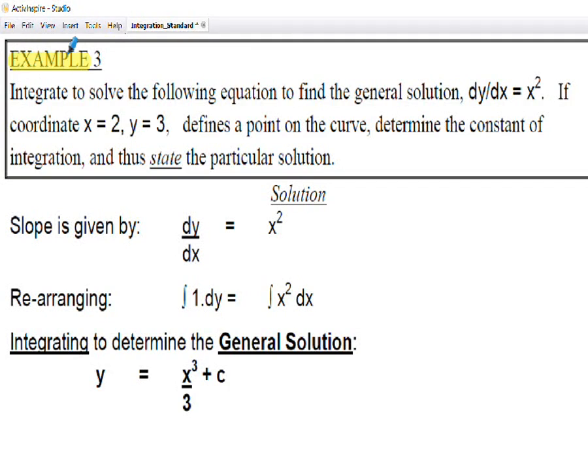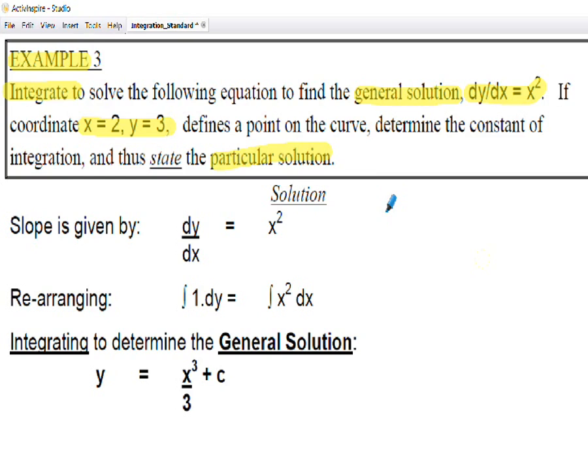Okay, example 3 here, we're asked to integrate the expression dy by dx is equal to x squared. That's called a differential equation, a first order differential equation, and we're going to solve it using integration. We're given some boundary conditions here, that when x equals 2, y is equal to 3. We're asked to find both the general solution, that's with the plus c in the solution, and the particular solution, that's when we've evaluated the plus c and it becomes a numerical value.